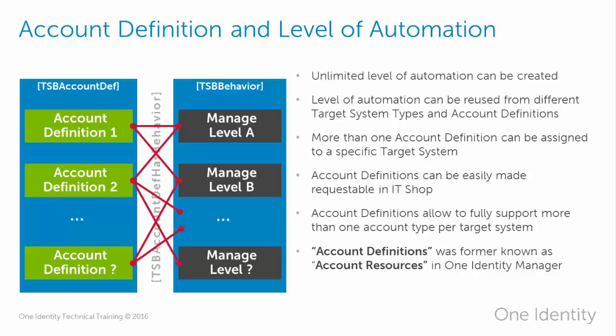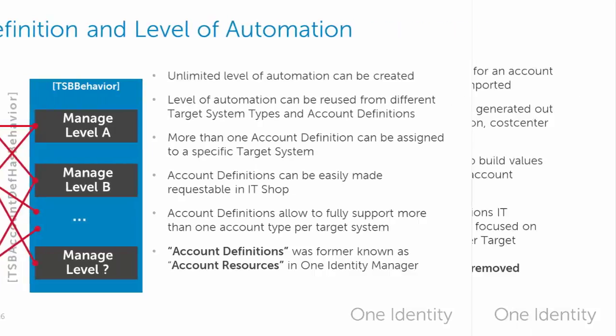As well, a very nice new feature is that you can define many more account definitions than before. Remember, in version 6 it was just possible to define one account resource per domain or per target system. In the Identity Manager version 7 world, you can now define as many account definitions as you like for your specific target system, and they can all be handled in the same way as the account resource before.